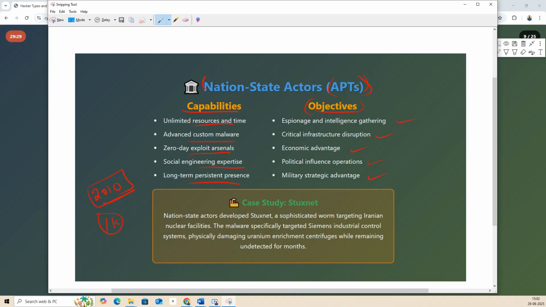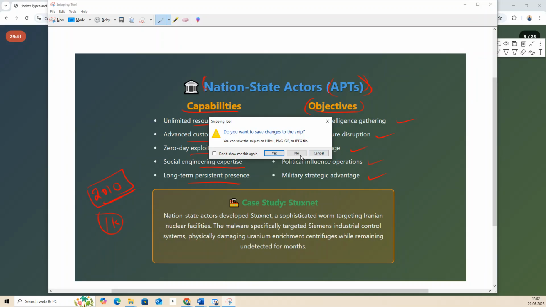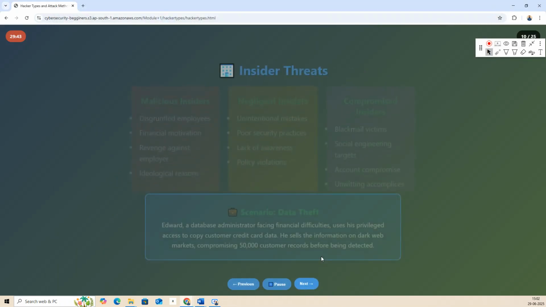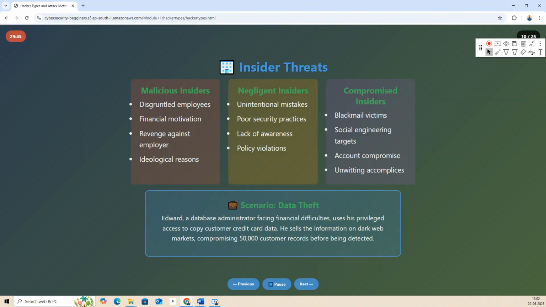But external threats aren't the only danger we face. Some of the most devastating attacks come from inside the organization. Let's move to the next slide, to insider threats.